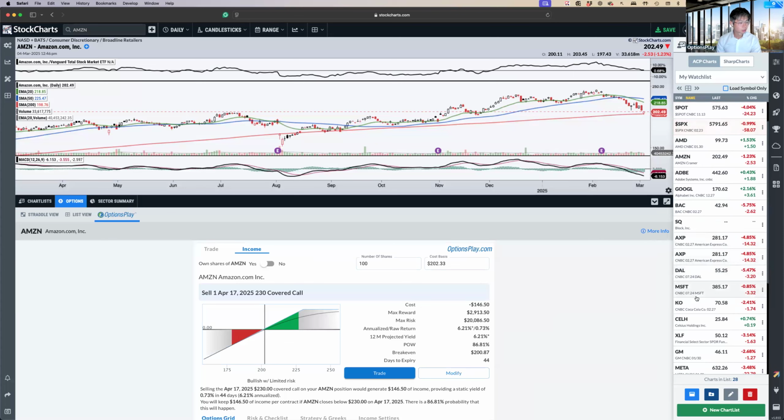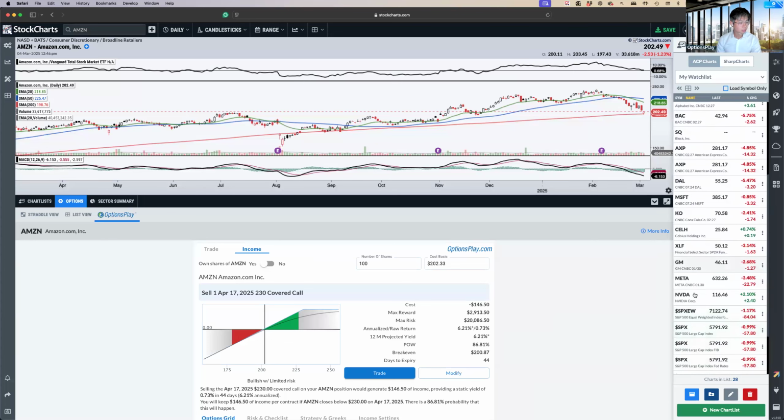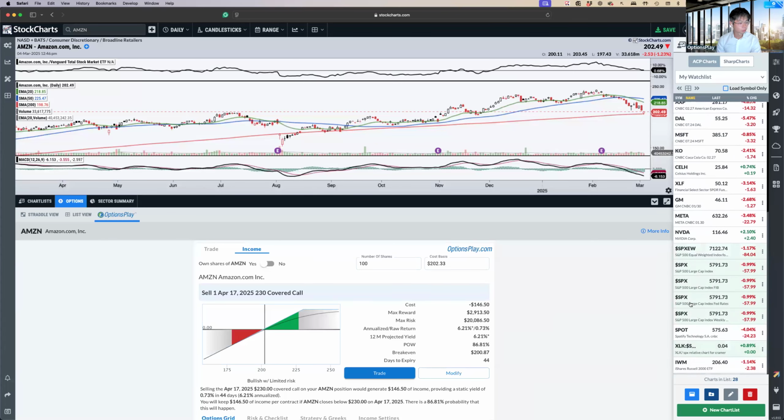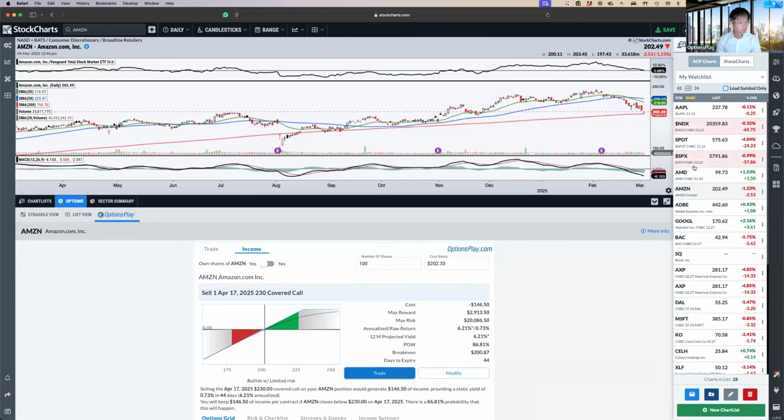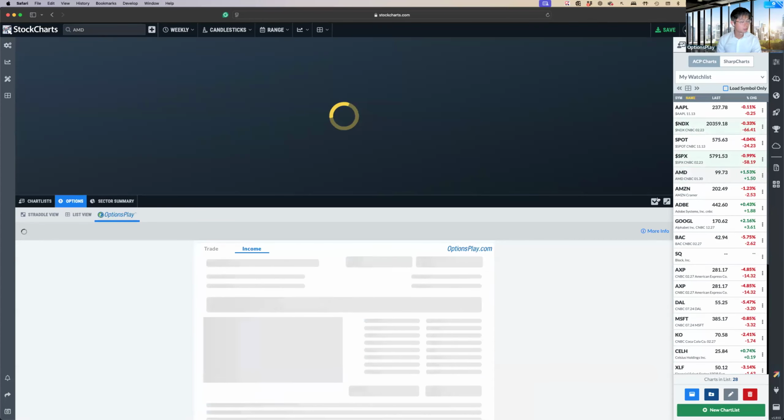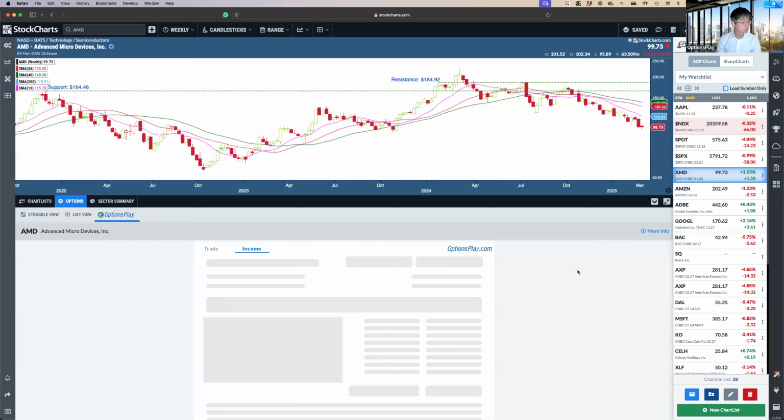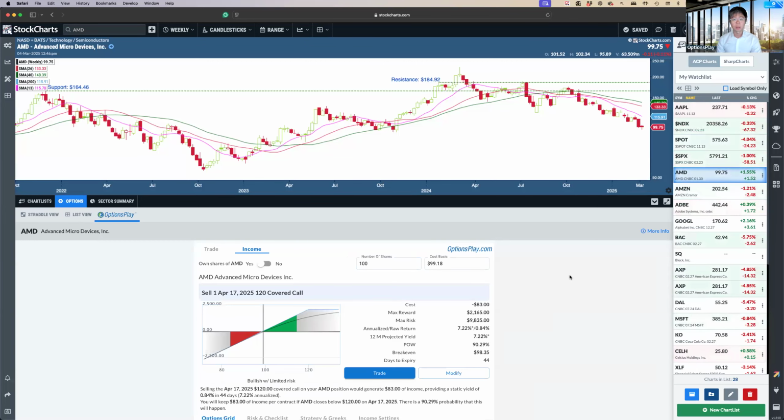I'm trying to look at some other stocks that many of you might own in your portfolio. Maybe AMD. A lot of you may have semiconductors in your portfolio these days. Like I said, plug any stock that you own into the tool. Selling the April 17th 120 covered calls generates $83. That will pay for 2 months of the service.